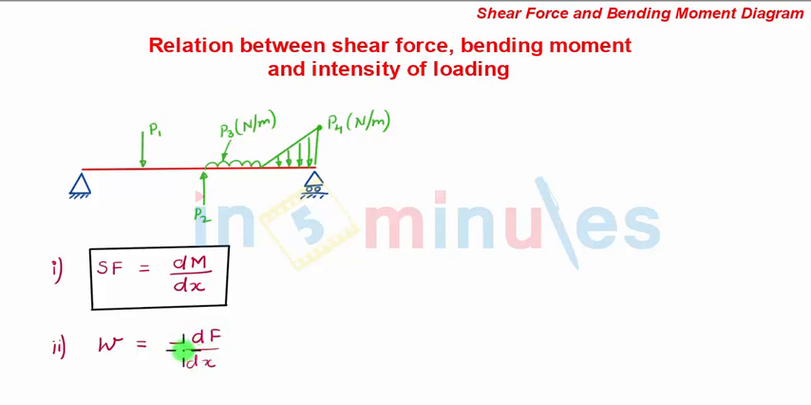Our second relation is the intensity of loading, which is denoted by W, is equal to minus of dF by dx, meaning that the negative of rate of change of shear force along the x direction along the length of beam is equal to the value of intensity of loading. Or in other words, we can say the negative of the slope of the shear force diagram is equal to the intensity of loading. So this is our second relation. These two relations are helpful in finding out the variation of shear force and bending moment between any two kind of loads. It could be 2 point loads, or in between a uniformly distributed load, or in between a uniformly varying load. So with this, our topic is over.